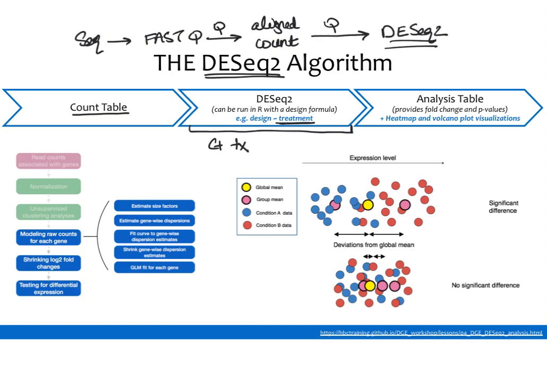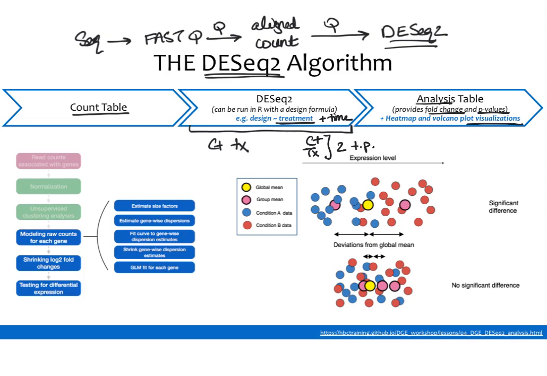If I had, for example, a time change as well, then I might add treatment plus time, and that would tell it I have control and treatment at 2 different time points. And then it takes this design that you give it, and it generates an analysis table, which gives you a score and a p-value. And from this analysis table, you can create visualizations of the data and show which genes have changed the most.